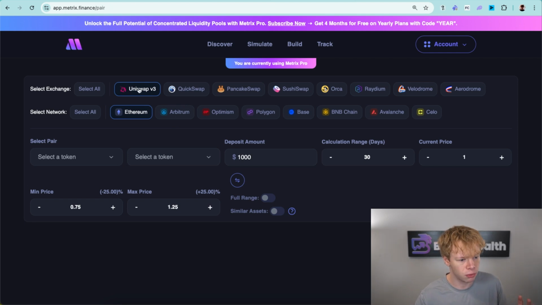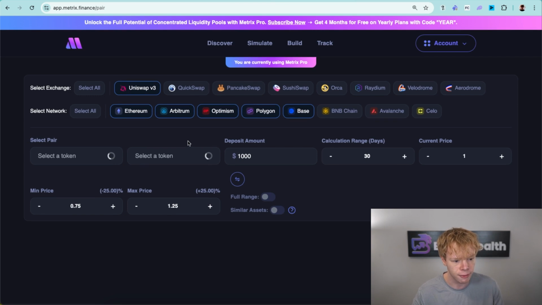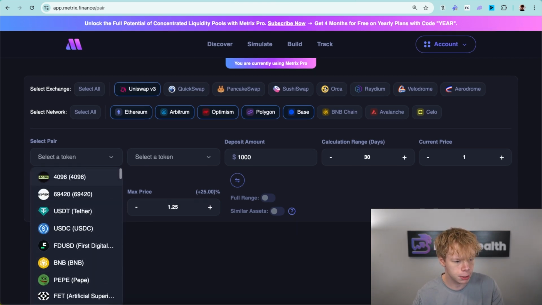So we'll head over to Metrix Finance and we'll go to the pair page. This is something that Metrix Finance has that not any other tool has. We can basically select Uniswap V3, select the networks that Uniswap is on. I'm personally just going to go ahead and select these 5. And we're going to put in Ethereum to USDC.